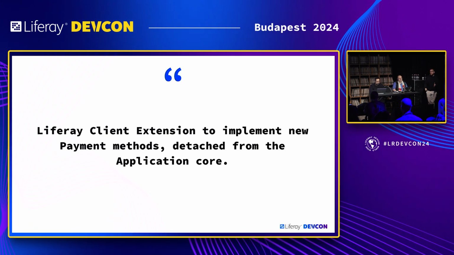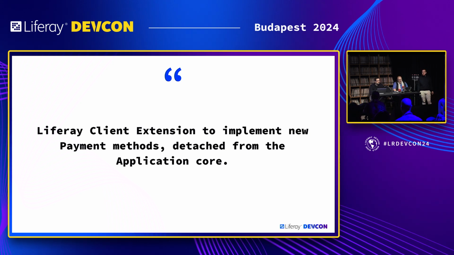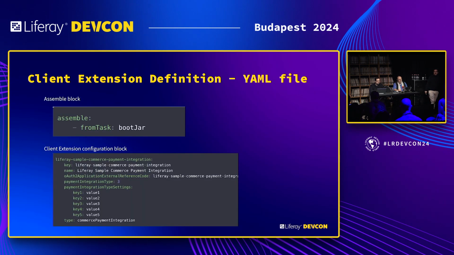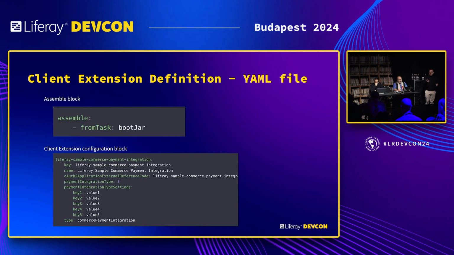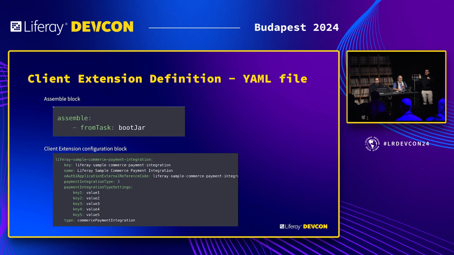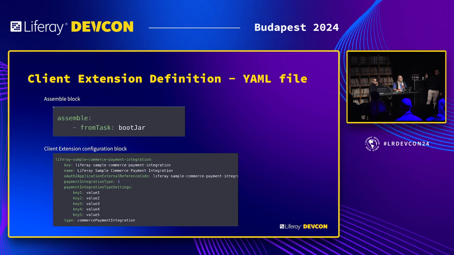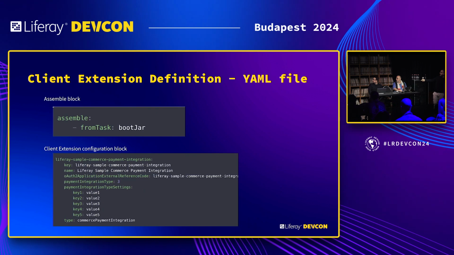This is the definition for this client extension: a client extension to implement a new payment method detached from the application core. If we analyze the YAML file, which is the file that defines the client extension, we will see the assemble block that says that we will get the from task from the boot jar, and then we will see basically the key of it. The key is what defines how it's going to get registered into Liferay DXP.